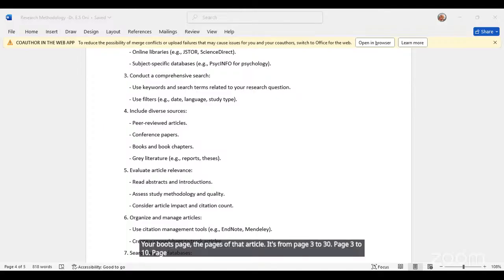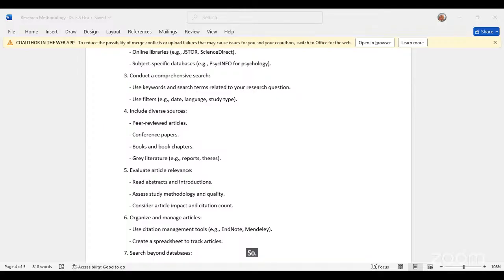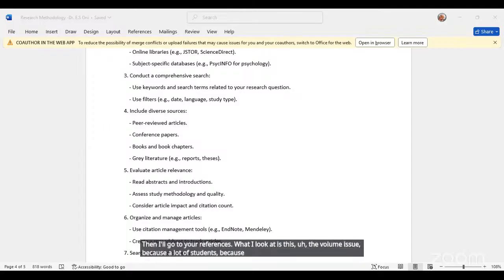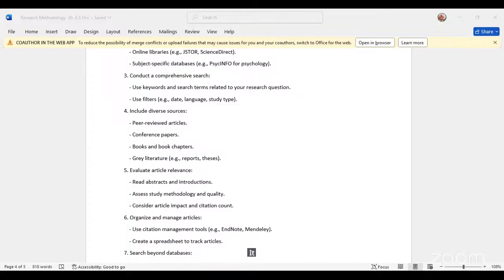If those figures are not there, I will not pick your work. I especially emphasize references. I go to your in-text citation, look at what I want to see, then I go to your references. What I look at is the volume, issue and pages. A lot of students, because they don't like doing it, will not be complete. So I look at it.